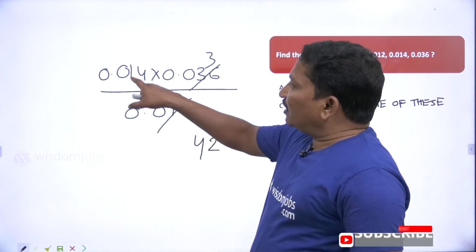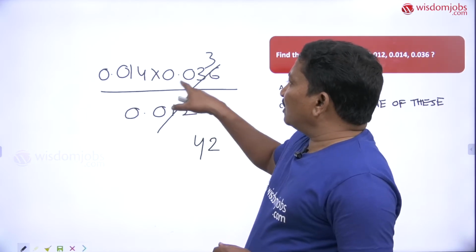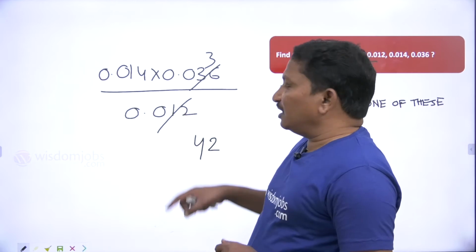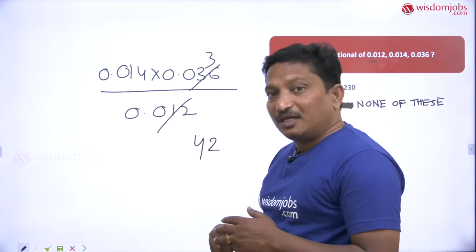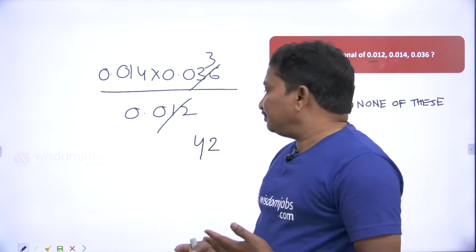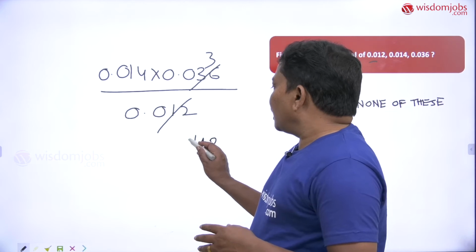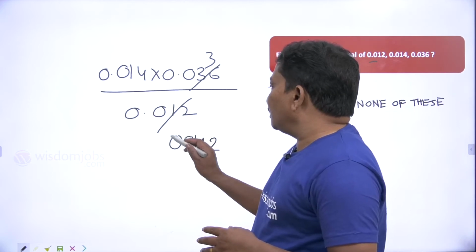Initially, when counting the decimal places, the top has 6 and the bottom has 3. 6 minus 3 is 3. Put the decimal in the result so that there are 3 places. The result has only 2 digits, so put one more place from right to left. That equals 0.042.